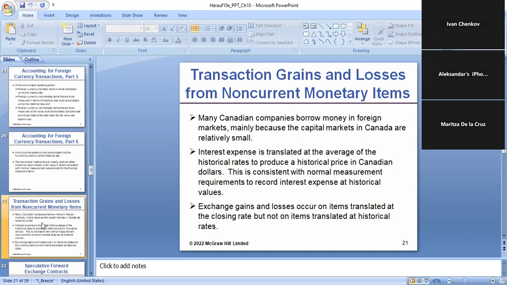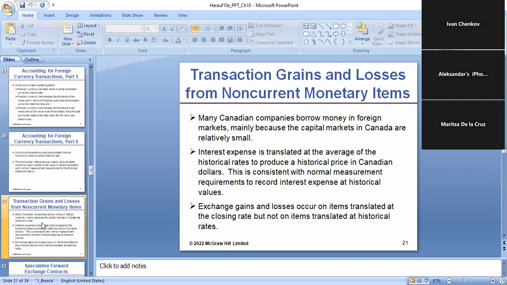Interest expenses in that case, which the company has to pay in the foreign currency, have to be translated using the average of the historical rates to produce a historical price in Canadian dollars. So basically, we're not going to use the spot rate every time the company gives us interest. We're going to use the average rate for the year. This is consistent with the normal measurement requirement to record interest expense at historical values.